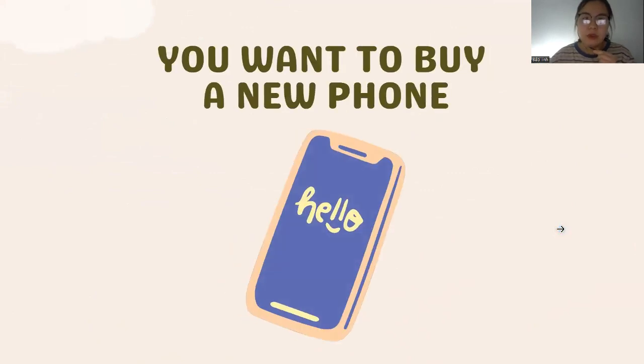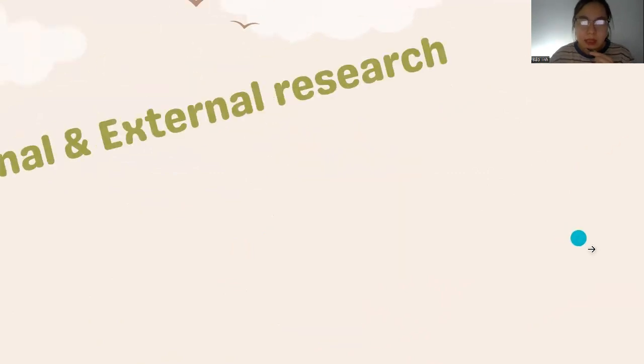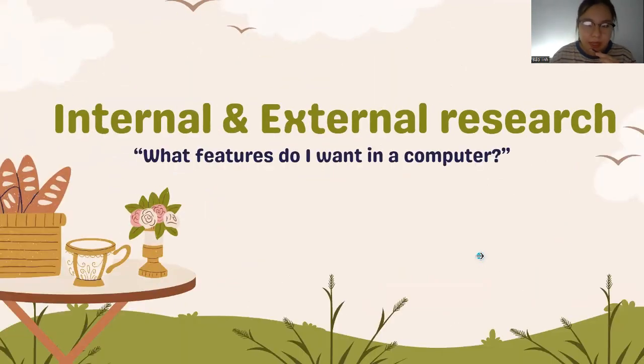Like, for example, you want to buy a new phone. I want to buy a new phone. This is my present for achieving a good score at school. Then I have to do a lot of internal and external research to answer the question: what features do I want in a phone?